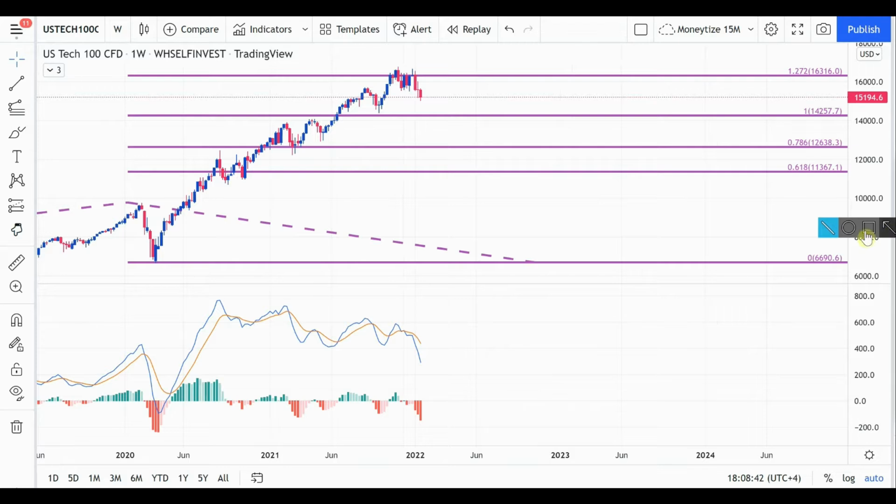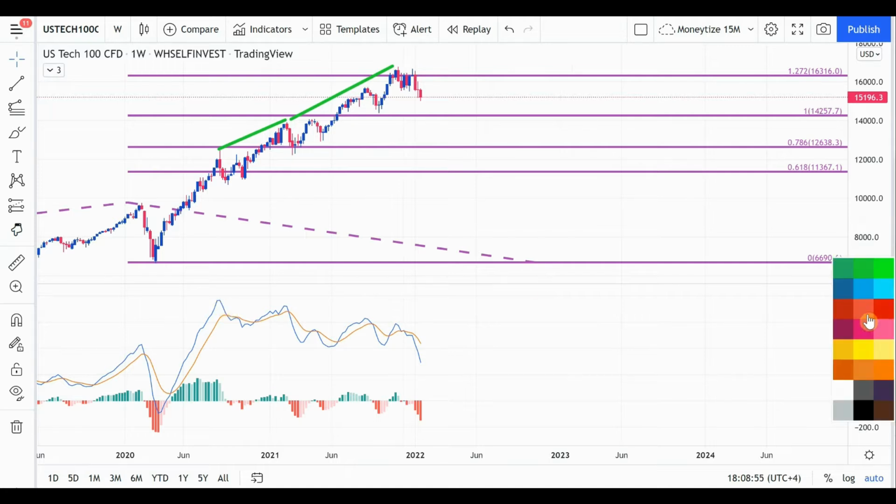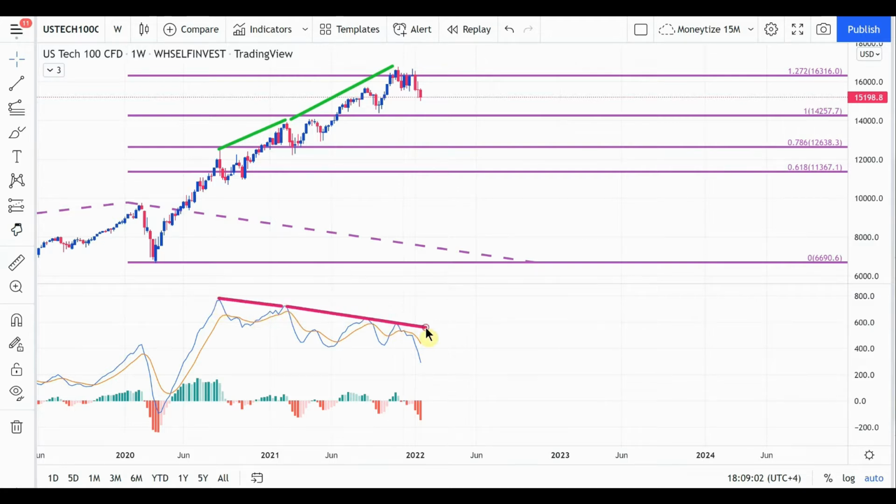Also, if you check, we have a higher high formation between these two high points, and again the next two high points, but we have bearish divergence on the MACD. Getting it? Also a bearish divergence on the MACD histogram. So this gives us the bearish idea starting from the weekly time frame.